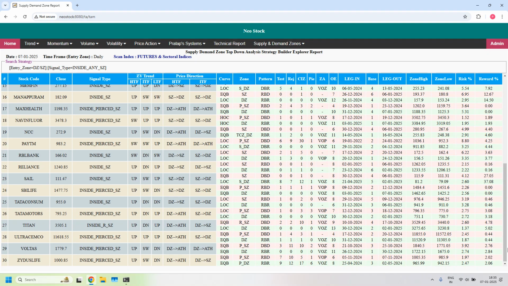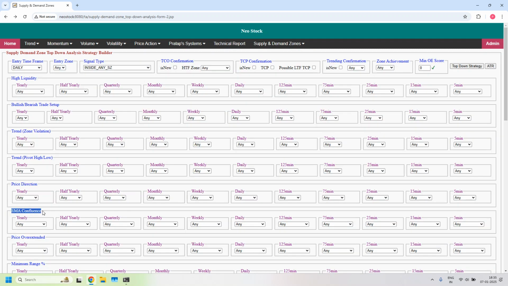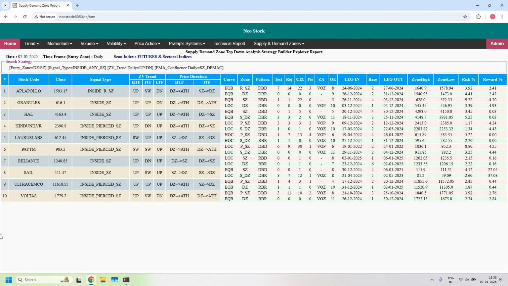Now we can further filter this list based on daily supply zones having daily EMA confluence. So in the EMA confluence daily time frame, daily supply zone having daily EMA confluence filter is enabled, and also the trend on daily time frame should not be sideways. It can be up or down trend. Let's filter. We got 10 stocks. So these 10 daily supply zones are having daily EMA confluence, and some of these stocks are pierced supply zones. Okay, this is about daily time frame.